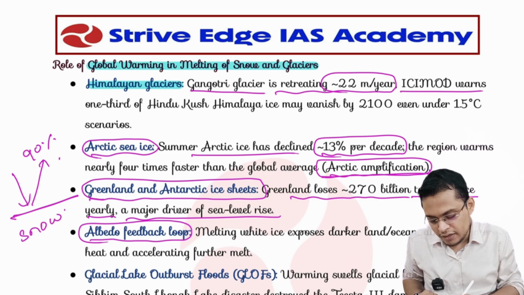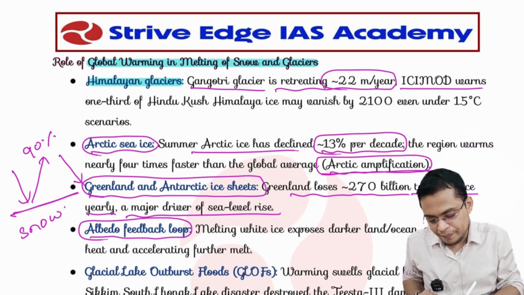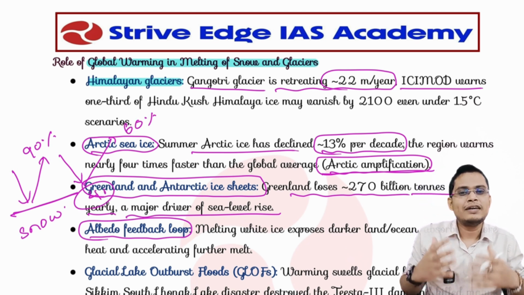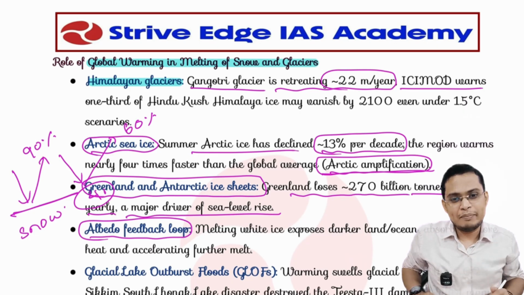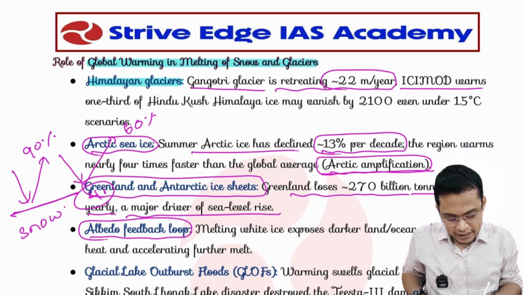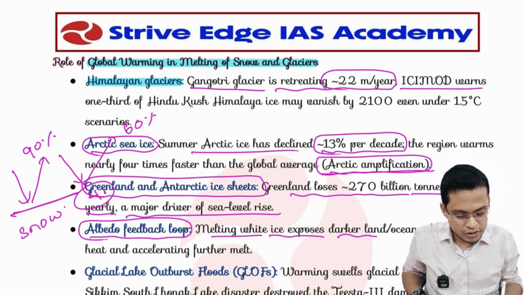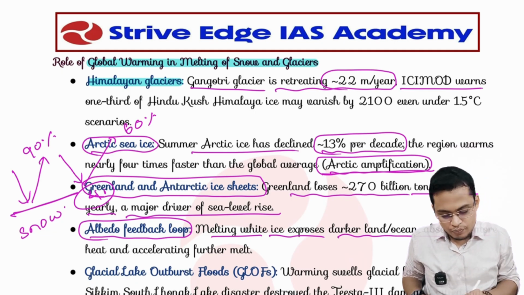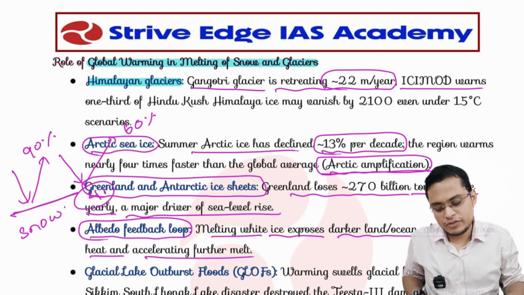But in the case of water, if sunlight is striking, 60% will be reflected back and 40% will be absorbed. Because of that, in the ocean there will also be a rapid rise in temperature. So melting white ice is exposed to the darker ocean or sea and land, absorbing more heat and accelerating further melt. So that is what you have to write.